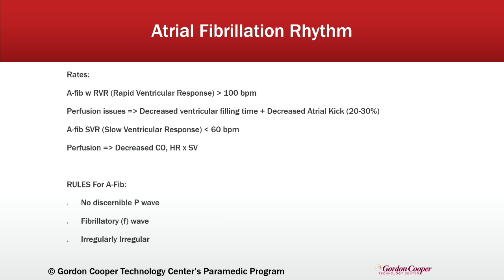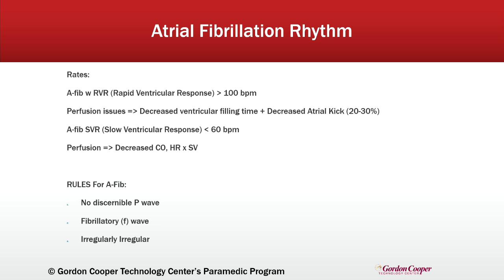So this causes perfusion issues because there's a decreased ventricular filling time. With the heart beating so fast, there's less time for the ventricles to fill properly. And then there's also a decreased atrial kick. So the atria aren't contracting effectively, leading to a loss of the atrial contribution to ventricular filling. Typically that accounts for, remember, 20 to 30% of the blood volume in the ventricles. So that means the heart is not pumping blood as efficiently, which can lead to symptoms of poor perfusion. So we can see dizziness, fatigue, hypotension.